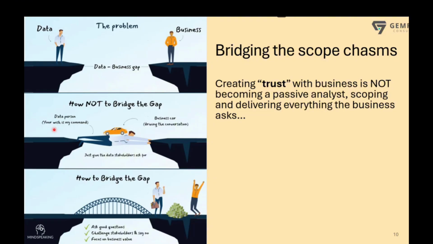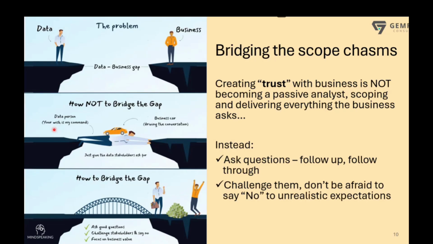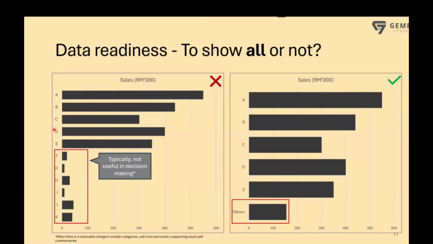So with all of these elements of trust in place in the organization, we can finally overcome the fear of conflict, and we are no longer afraid of saying no. So we can move on to develop practical solutions with the team together, right? We can ask difficult questions, we can challenge them, and we can stay focused. The next thing that we covered was data readiness. Here we talk about the other smaller categories. We don't really need all these things, right? So I would just group them and call this others.